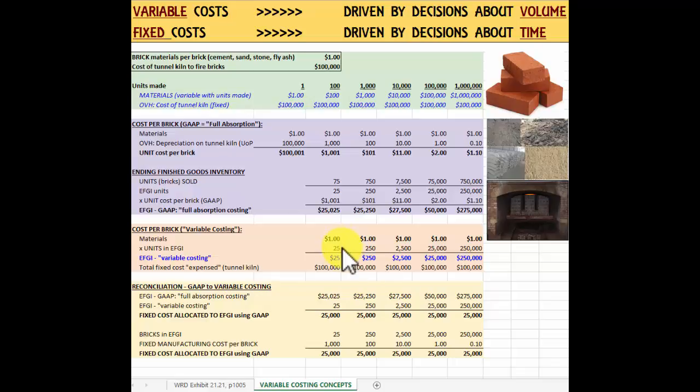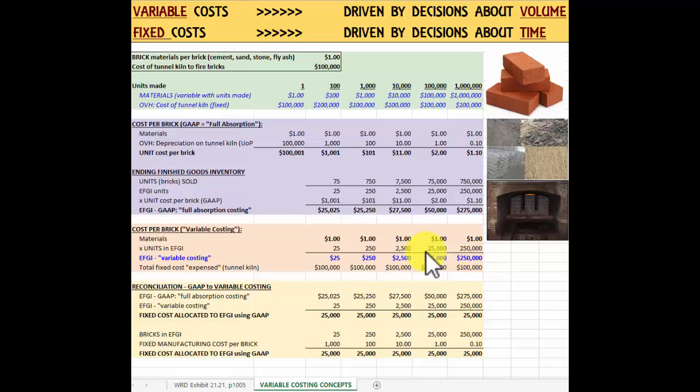We have 25 units of ending inventory in the first period at $1. The ending finished goods will be $25. In the case where there will be 25,000 units in ending inventory, each would be valued at only the variable cost of materials, $1, and so you would have $25,000. Okay, so we've isolated cost by cost behavior. Variable costs vary by volume. Fixed costs vary because of time.